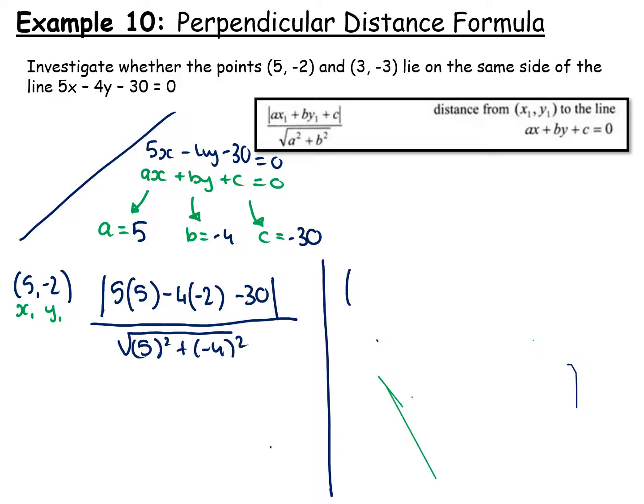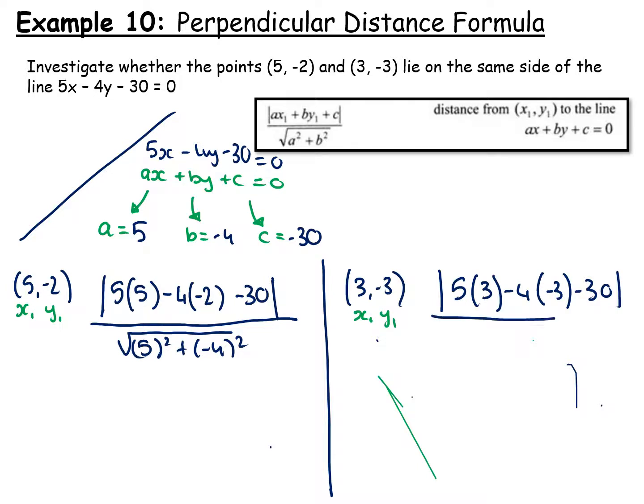The second point that we have was 3, minus 3, and we go x1, y1, and we sub in. So notice that our substitution is very similar, apart from obviously the point that we're subbing in. The only real difference is that top line there. The bottom line will be the same because we're talking about the same line. So our focus is actually going to be on that top line, and we'll discover something interesting when we work it through.